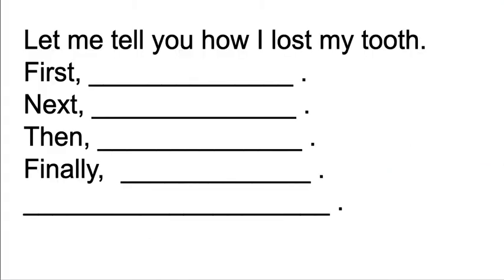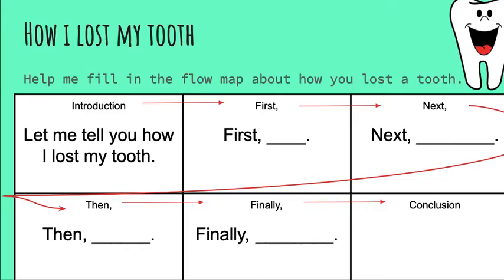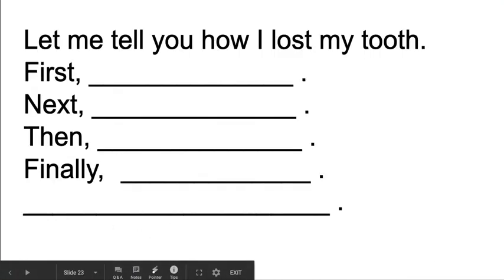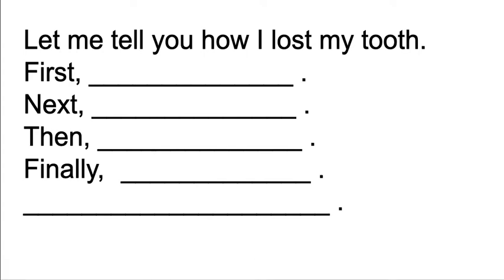Okay, friends, so now that you finished your circle map and your flow map, let's move on to the rough draft, or we call it the sloppy copy. So what you can write here is you're going to go back to your flow map and get all of these 6 sentences and actually write out your paragraph. So it should start with the introduction, which is, let me tell you how I lost my tooth. First, next, then, finally, and then you tell me your conclusion.